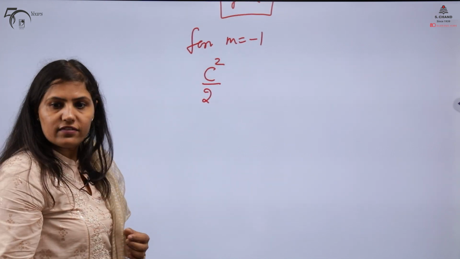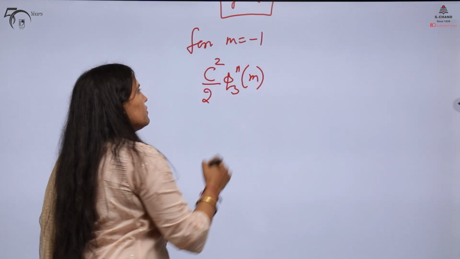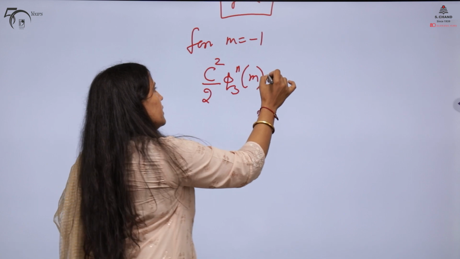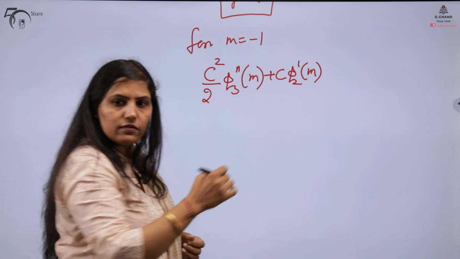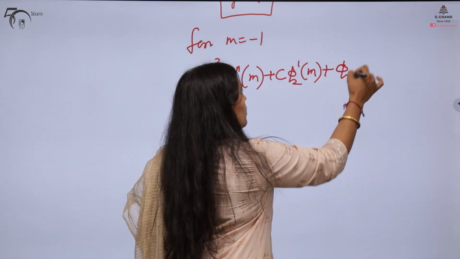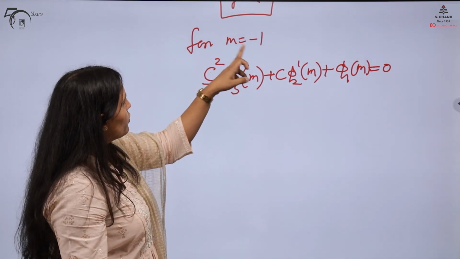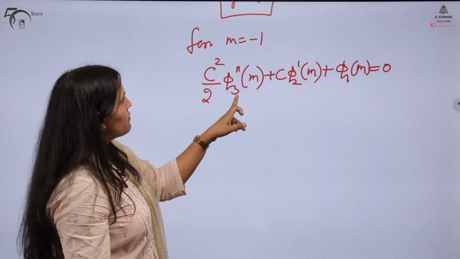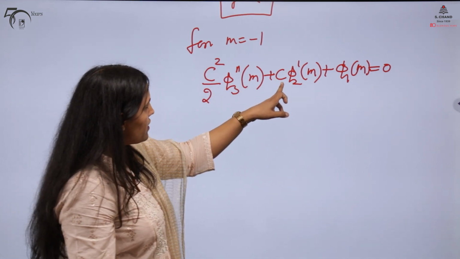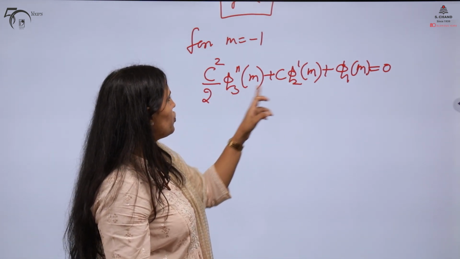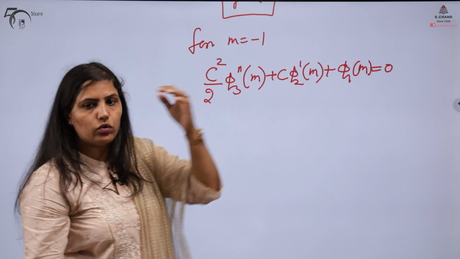because it is twice repeating, then phi 3 double dash m, the second derivative concept you will be getting in this, then C phi 2 dash m, and the last is phi 1 m equal to 0. Please note, because this is a big formula. So, it was repeating twice, so C square by 2. This is the highest degree and the second derivative of that degree. Then C, then the lowest after phi 3, the phi 2 we have, the first derivative you will be taking, and in the last phi 1 m. This is how you write the formula.